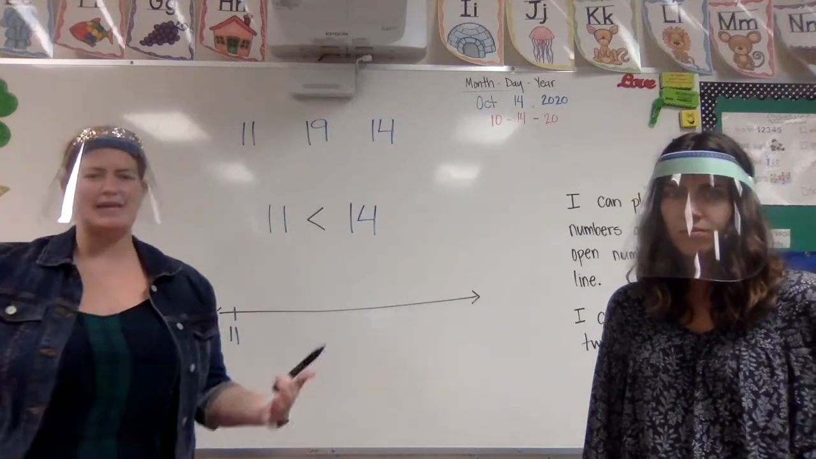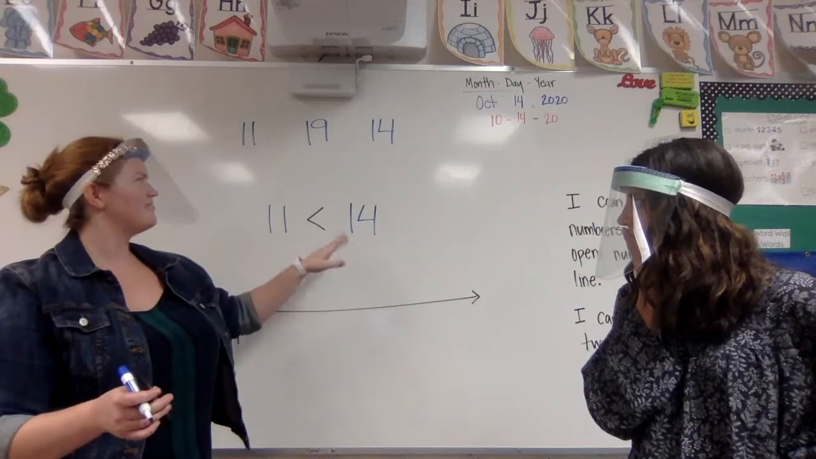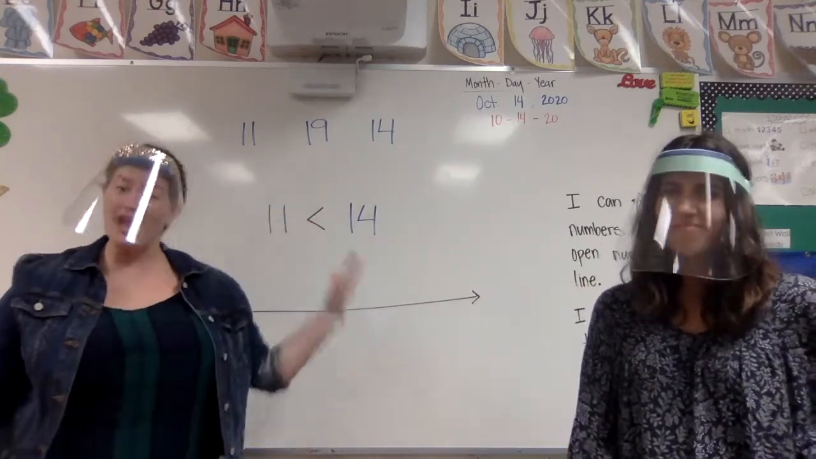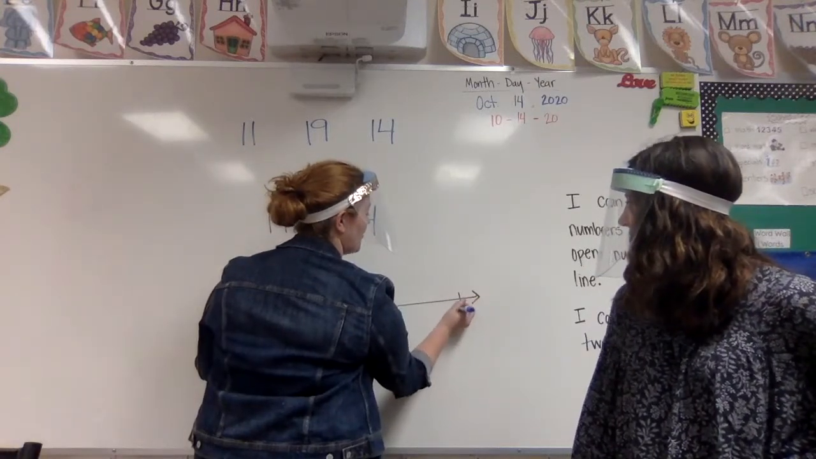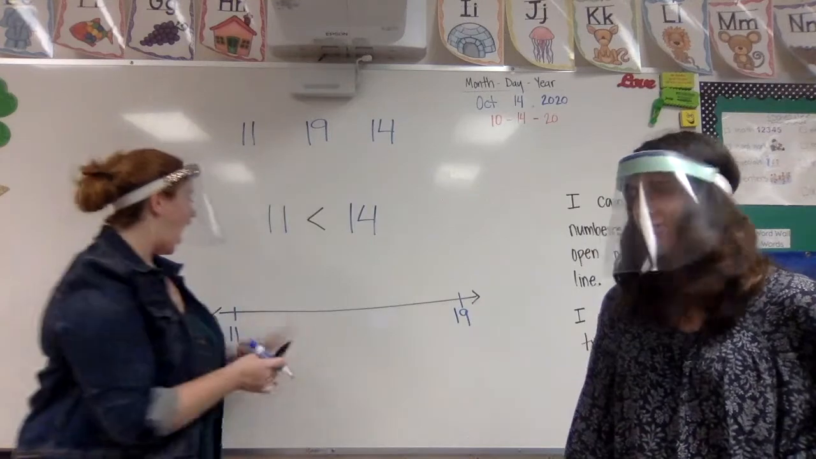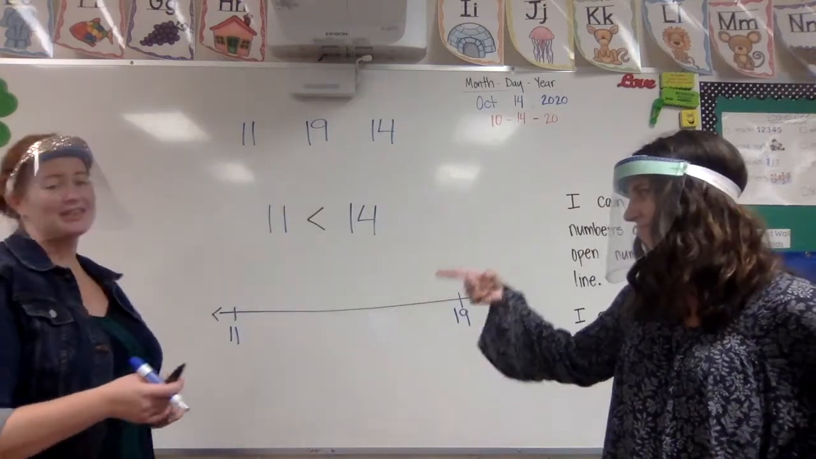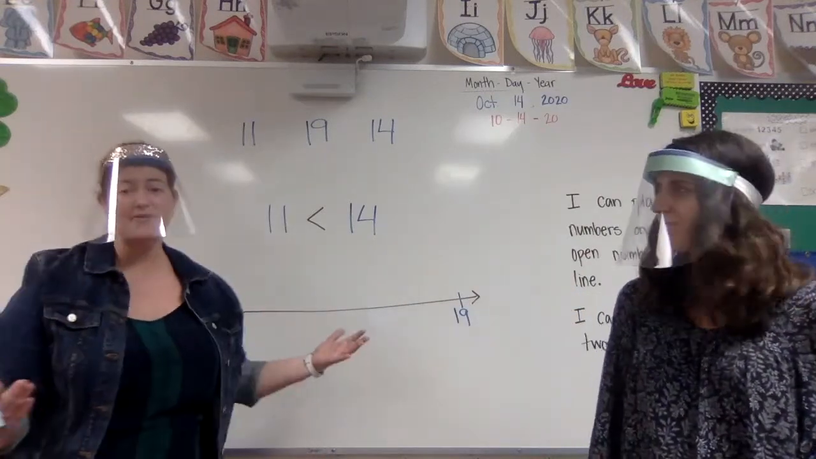Now I need my greatest number. Well, 14 is definitely greater than 11, but it's not greater than 19. 19 is greater, so that's my greatest number. So I'm going to put 19 all the way at this end. Remember, I'm not counting spots. I'm just putting my least at this end and my greatest at this end. Now it's time for the last number.